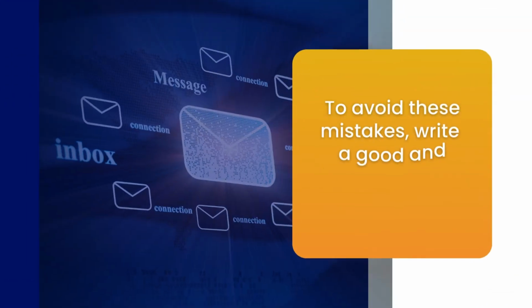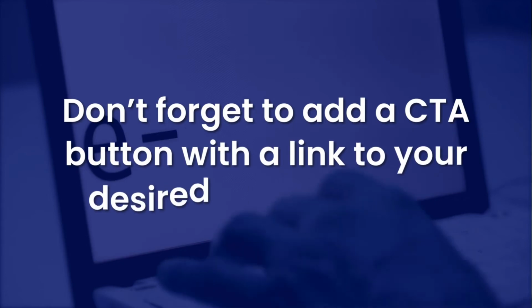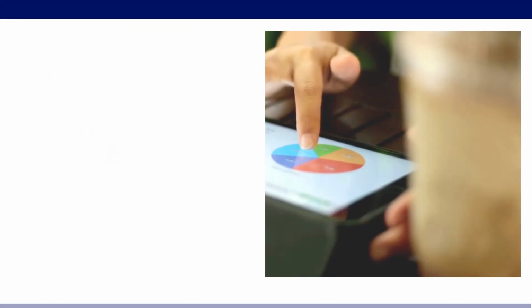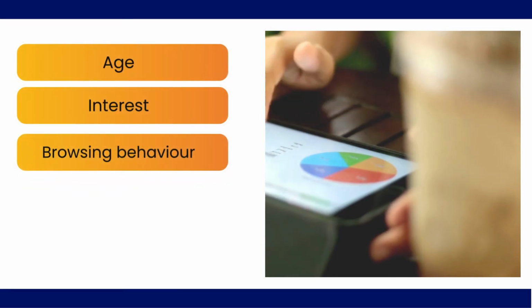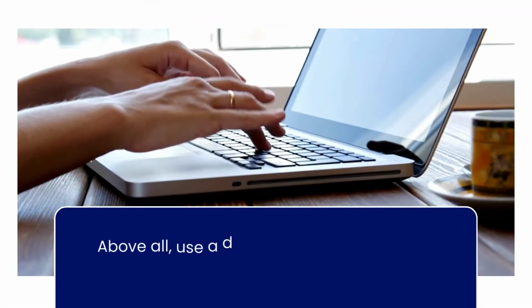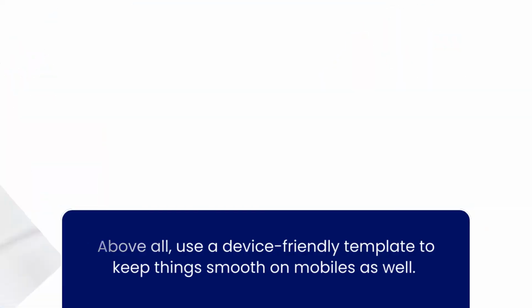To avoid these mistakes, write a good and attractive subject line to get a click. Don't forget to add a CTA button with a link to your desired landing page. Also segment your subscribers based on their age, interest, browsing behavior, language, and location. Above all, use a device-friendly template to keep things smooth on mobiles as well.